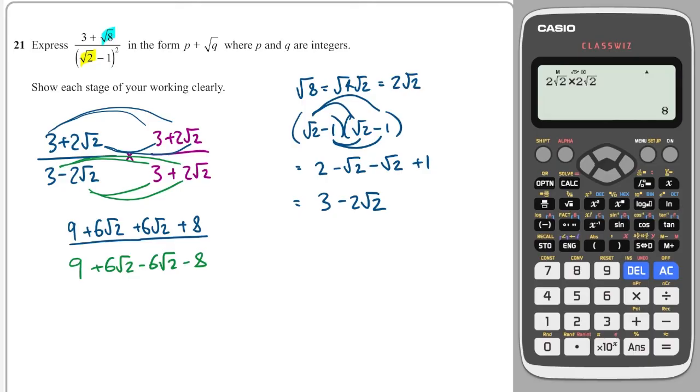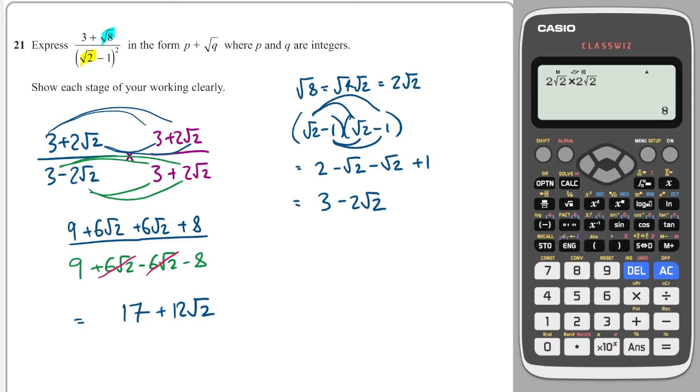Okay, right, we're going to get lots of cancelling here. 6 root 2 minus 6 root 2, that cancels out completely. And 9 minus 8 is 1, and dividing through by 1 does not change the value at all. So the whole denominator is basically cancelled. And the numerator is 9 plus 8, which is 17. And we've got 6 root 2. We've got 6 root 2 plus 6 root 2, which is 12 root 2.